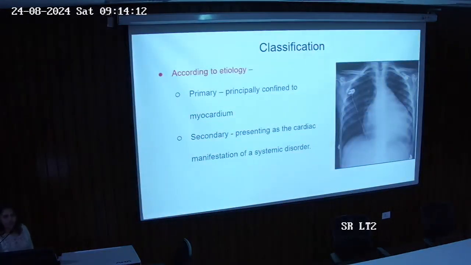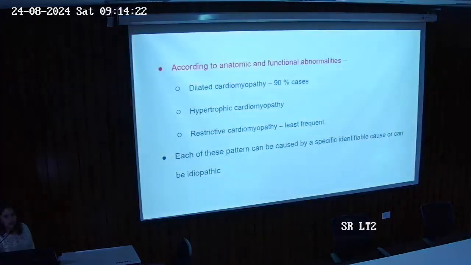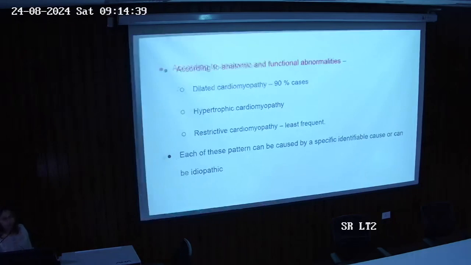According to the etiology, everybody knows primary or secondary. Primary का क्या मतलब होता है? Myocardium is affected first. Secondary, it is a part of a systemic disorder. According to the anatomic and functional abnormalities, this is what I was talking about, it is divided into dilated cardiomyopathy, hypertrophic cardiomyopathy and restrictive cardiomyopathy. Dilated cardiomyopathy is the most common of all the three types of cardiomyopathies.